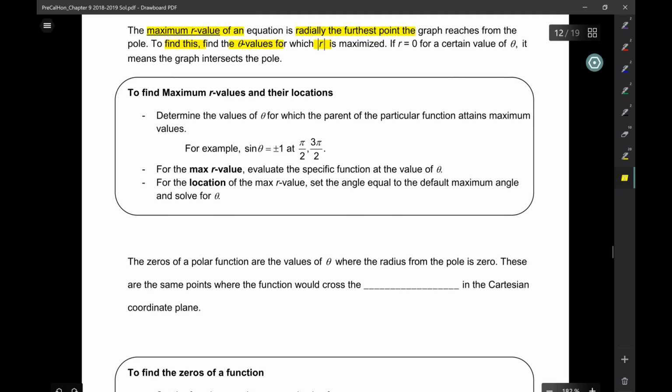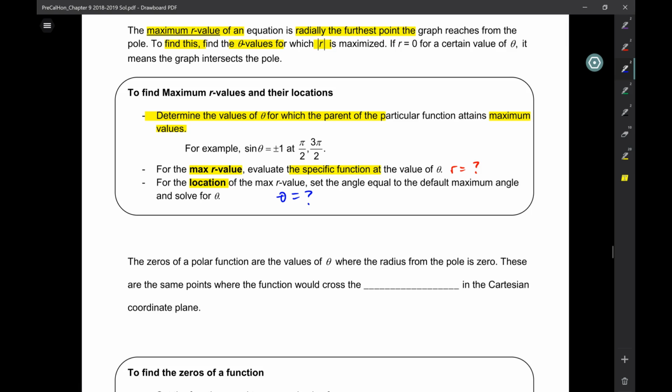So, for example, sine is plus or minus 1 at pi over 2 and 3 pi over 2, what we just talked about. Okay, so that's the location, right? This is the location. And then for the actual R value, evaluate the function. So you want R equals here. The location is theta. So just like where is this a maximum at x equals 2, what is the maximum value? Y equals 24. It's the same thing here.